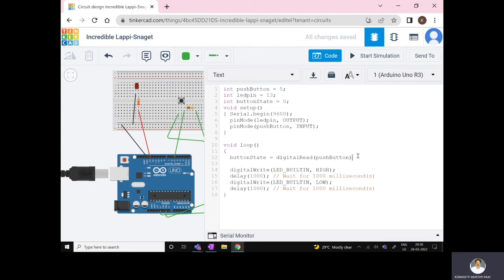Here Serial begin. This is the capital one. Serial dot println, button state.